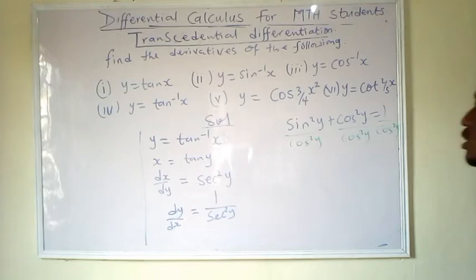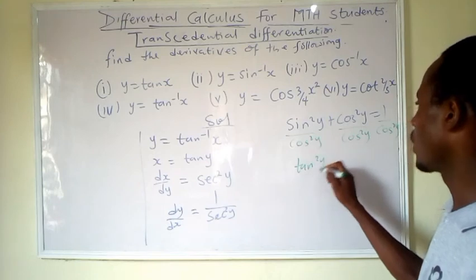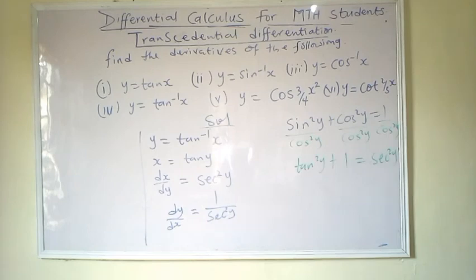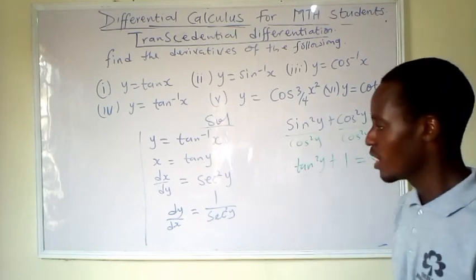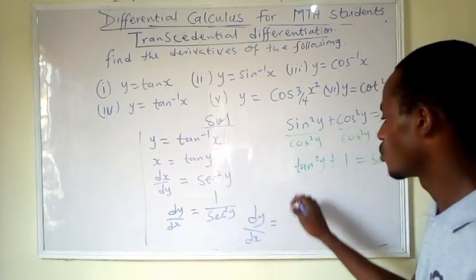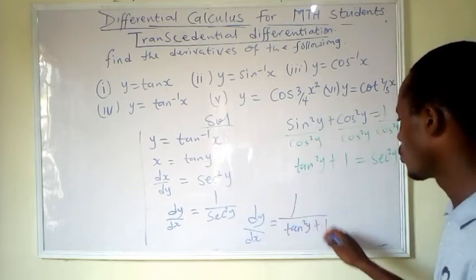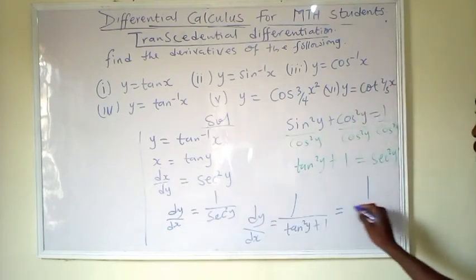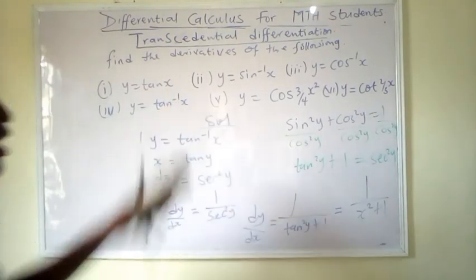And this would give me tan squared of y plus 1 equals sec squared of y. So which implies that sec squared of y is equal to tan squared of y plus 1. So I'm having dy dx equals 1 all over tan squared of y plus 1. And tan y is x, so this is equal to 1 all over x squared plus 1. So that's the derivative of tan arc of x.